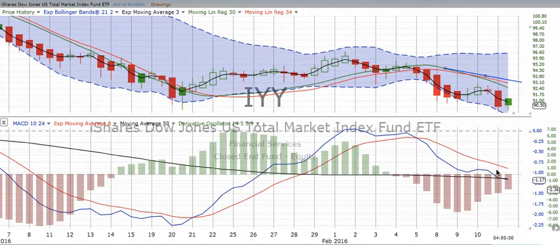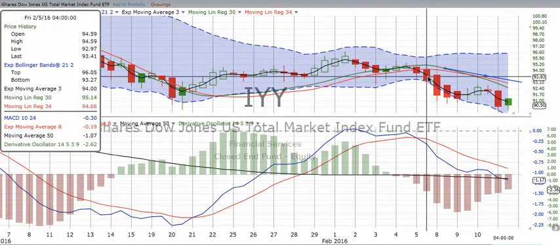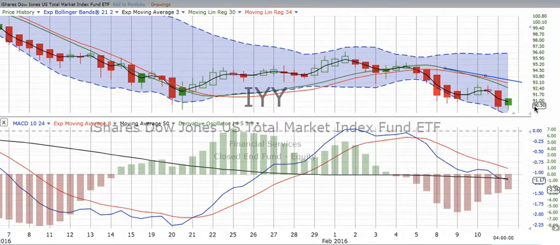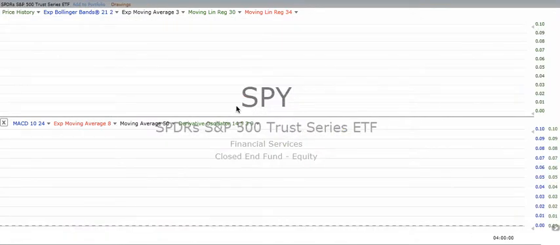We don't have a crossover yet on the MACD, and those of you who stayed in that move are doing quite well. When the move first started, somewhere around the $93 to $94 mark, it went down to $90.50 or so. The market actually closed at $90.80, down 1.10%.